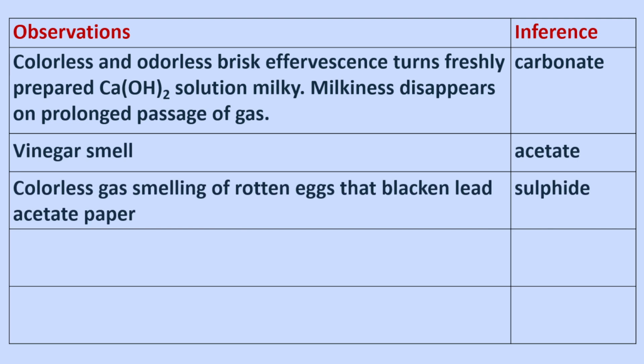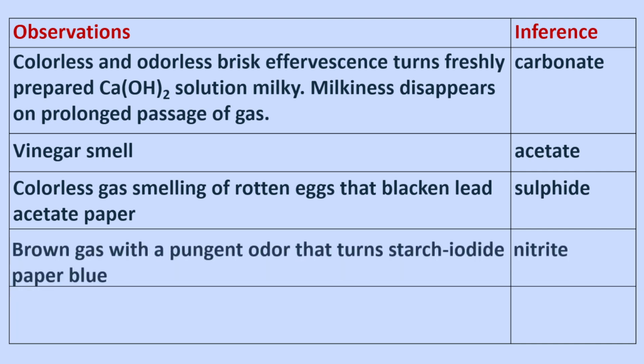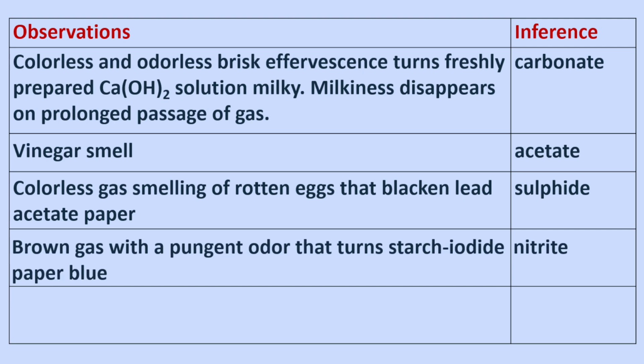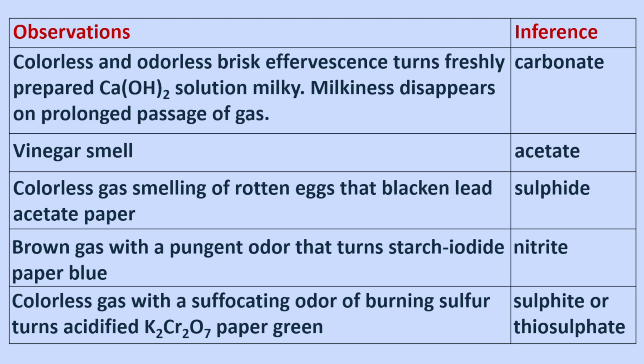A colorless gas with the smell of rotten eggs is a strong indication of sulfide ion. If the gas causes lead acetate paper to blacken, it is a confirmation of sulfide ion. If you observe a brown gas with a pungent odor and the gas turns starch iodide paper blue, it is likely that nitrite ions are present. A colorless gas with a suffocating odor of burning sulfur, which causes acidified potassium dichromate paper to turn green, suggests the presence of either sulfite or thiosulfate ion.